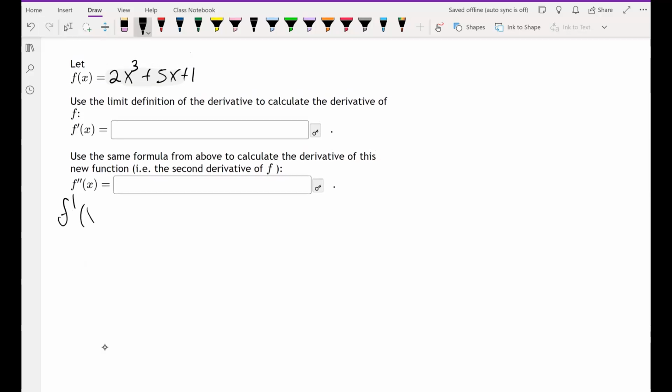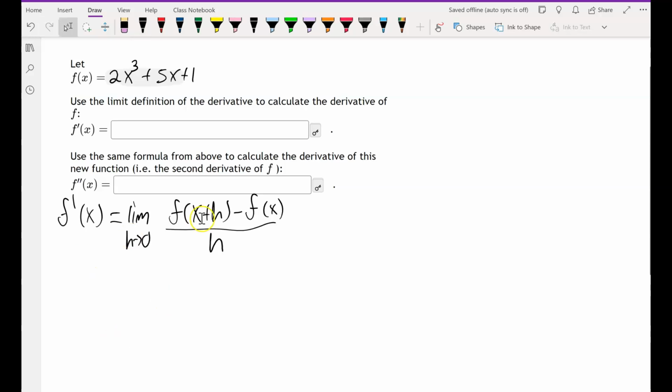So f prime of x is, by definition, the limit as h approaches 0 of f of x plus h minus f of x over h. And we have to find each one of those components, plug them in, and then simplify it. So what the first part is telling us, the f of x plus h, is telling us to take our function and compute inside of it x plus h rather than x.